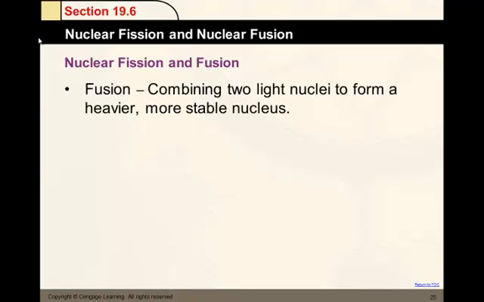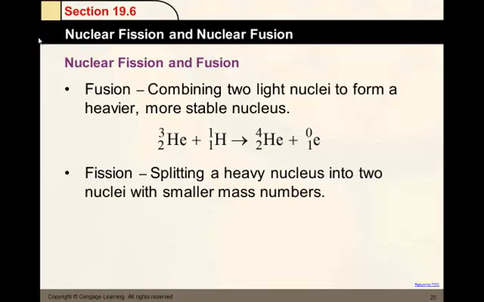Fusion, as the name suggests, I think of fusing things together, combining two light nuclei to form a heavier, more stable nucleus. That's what fusion is. Here's an example of one. Helium and hydrogen form a more stable isotope of helium. You might recognize that as an alpha particle, 4,2 helium, and 0,1 e. That's a positron.